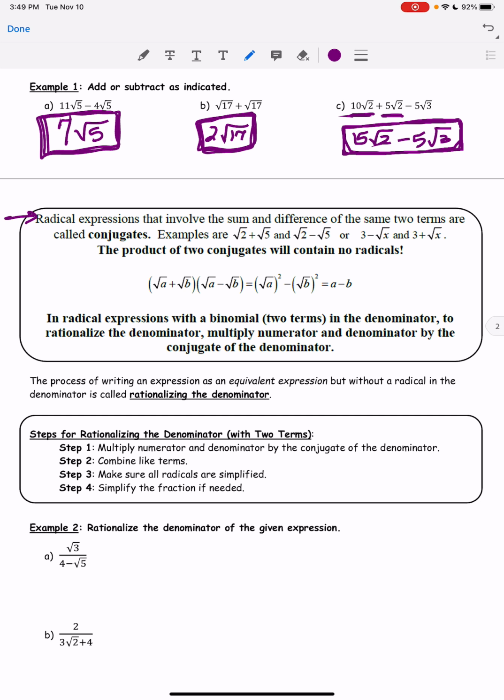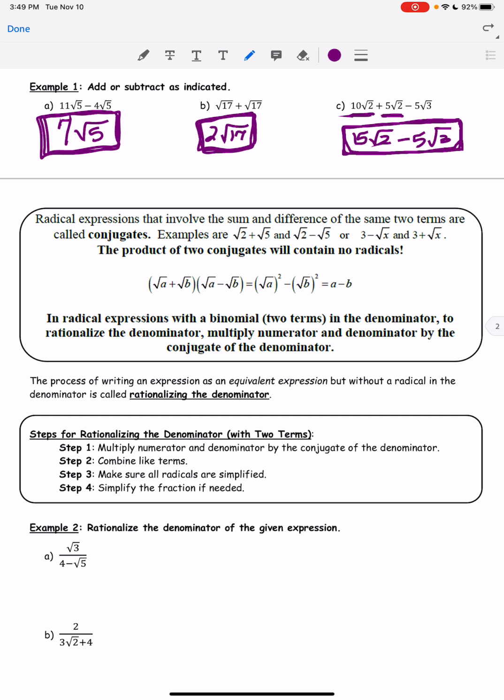Radical expressions that involve the sum or difference of two terms are called conjugates. That's a big idea in this class and going forward. For example, square root 2 plus square root 5 and square root 2 minus square root 5. That flip of signs is what we're talking about, how one is plus and one is minus. Same thing here: 3 minus square root x and 3 plus square root x.